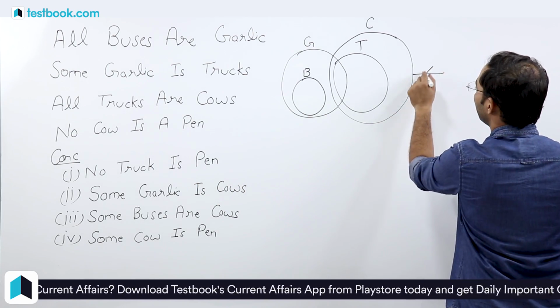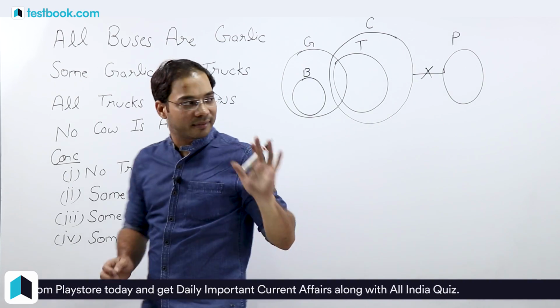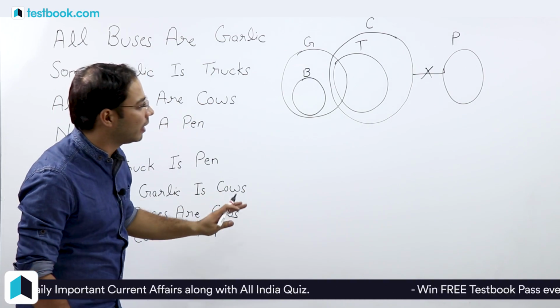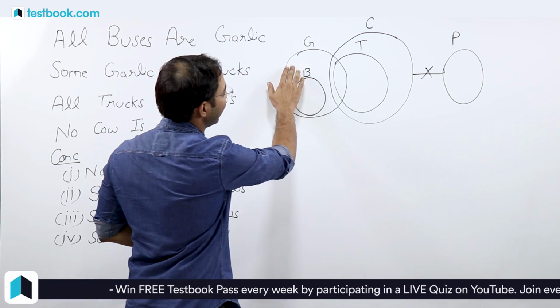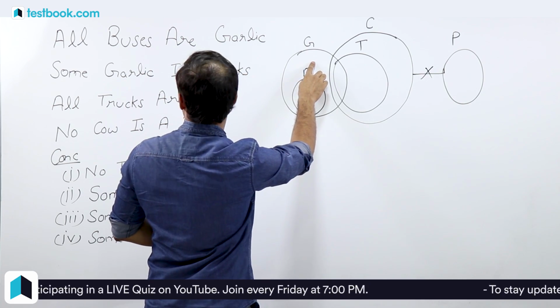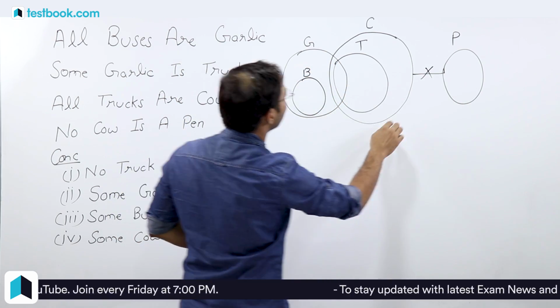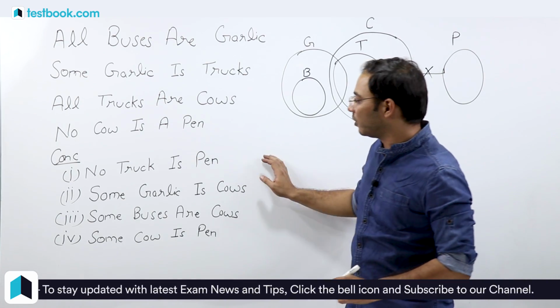So no cow is a pen. Now this will be your least possible Venn diagram for these statements. All buses are garlic, all trucks are cows, some garlic is truck and no cow is a pen. Okay. Let's move to the conclusion part.